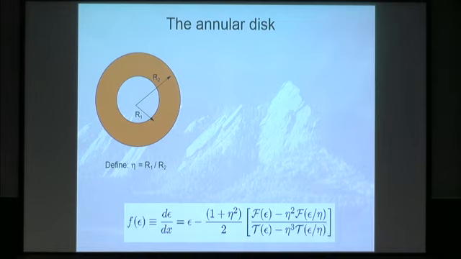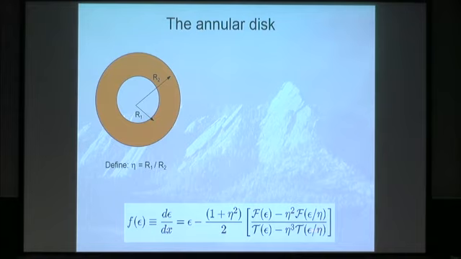All right, so we're going to define a radius ratio. Eta is R1 over R2. If you calculate what this new f of epsilon is, it turns out to be this function here: epsilon minus this ratio of 1 plus eta squared times f of epsilon minus eta squared f of epsilon over eta, and similarly here for tau.